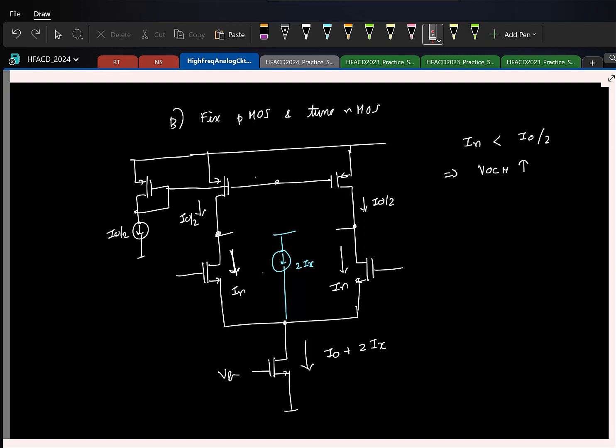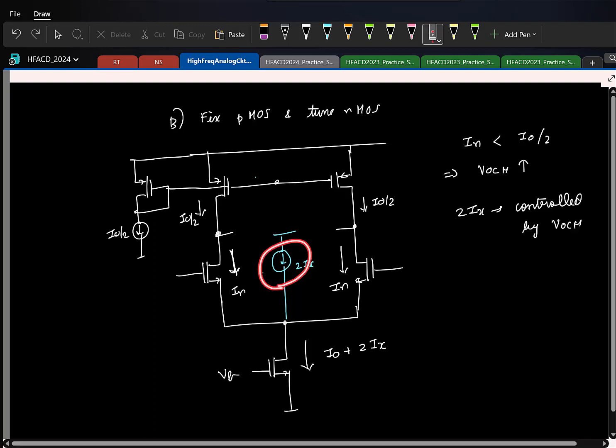Sorry? How did we come to the conclusion that the currents here are not equal? VOCM. So based on what should be controlling the current? So it's not a current source. What kind of current source is it? Voltage controlled current source, right? So I'll just say 2Ix must be controlled by VOCM. So this should be a voltage controlled current source.